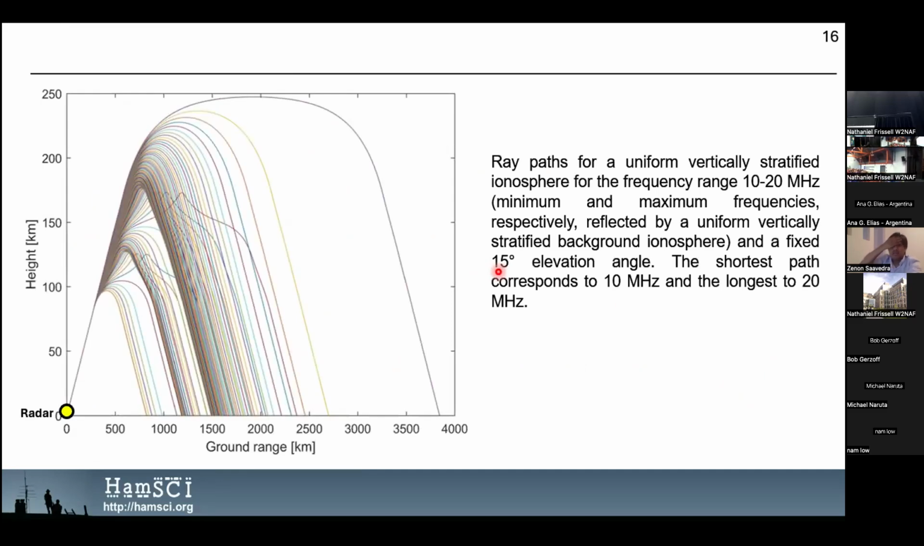Here is another example with our code where the frequency is variable and the elevation angle is fixed. In this case, the angle is fixed at a value of 15, and the frequency varies between 10 and 20 megahertz.